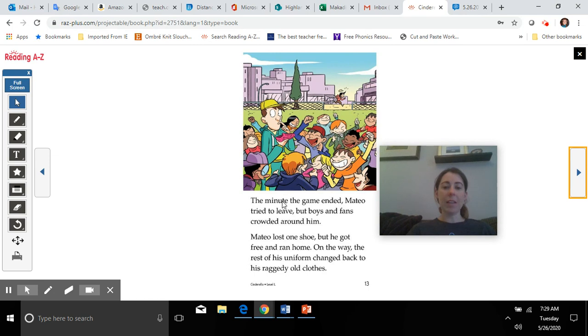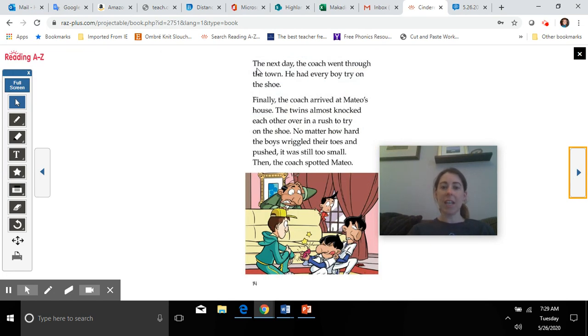The minute the game ended, Mateo tried to leave, but boys and fans crowded around him. Mateo lost one shoe, but he got free and ran home. On the way, the rest of his uniform changed back to his raggedy old clothes.